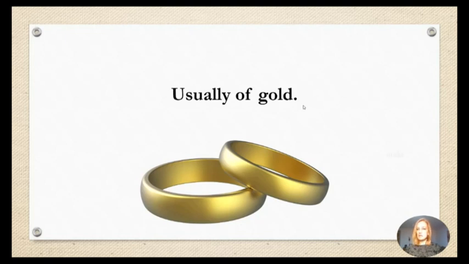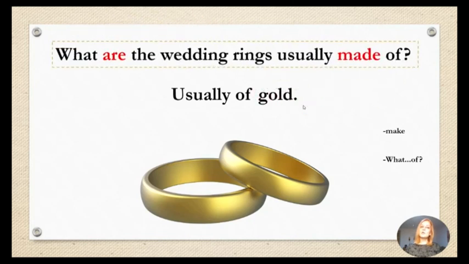The verb is make. Yes, that's right. And what is the question word? Of gold. What of? We have to put again what at the beginning and of at the end of the question. So the question would be, what are the wedding rings usually made of? They're usually made of gold. Great.